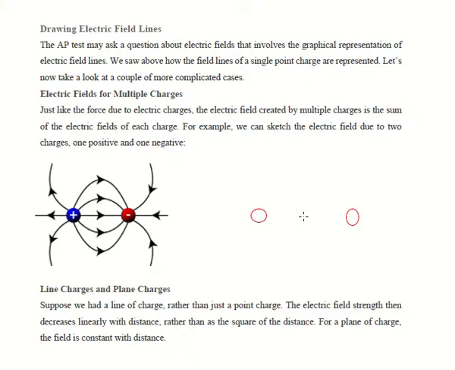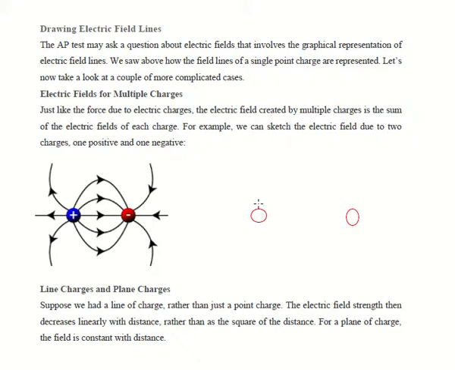Well, if I dropped one right into the center, then the charge on the left would push to the right. The charge on the right would push to the left with the same amount of force, so that charge really wouldn't go anywhere. So at the very center, when you have similar charges, there is zero force, so zero electric field.